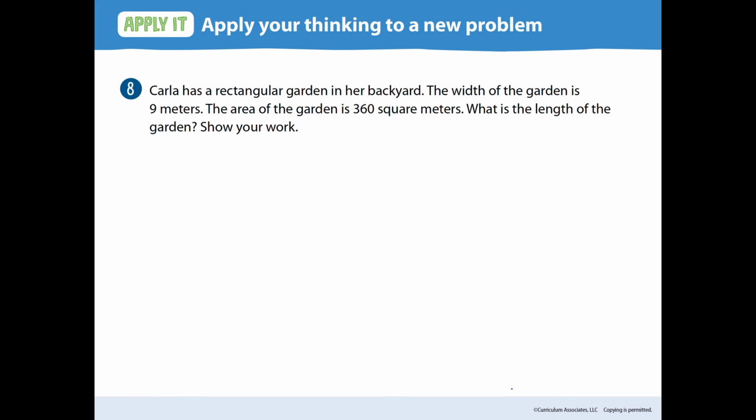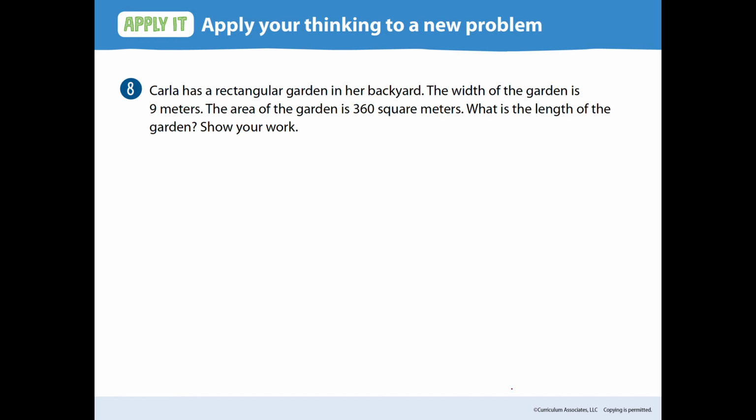All right, it's time to apply your thinking to a new problem. Number 8. Carla has a rectangular garden in her backyard. The width of the garden is 9 meters. The area of the garden is 360 square meters. What is the length of the garden? Show your work. This problem is on your own, so please pause and solve this problem in your workbook, and then when you have it completely finished, then press play and we'll check it.